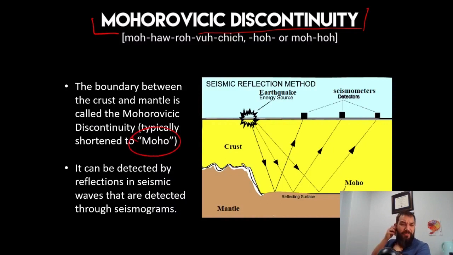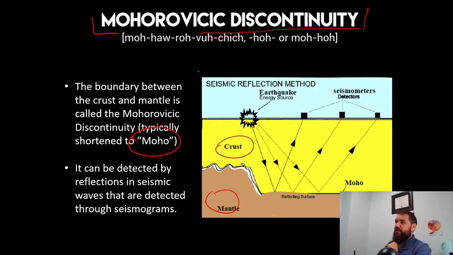So a lot of times if you're reading the textbook, you'll see it refer to the moho. Sometimes I refer to the moho or talk about the moho. So all it is is just the boundary between the crust and the mantle. That's all it is. So the boundary that is between the crust and the mantle, simply just call that the moho. Okay, so that's all there is to it.